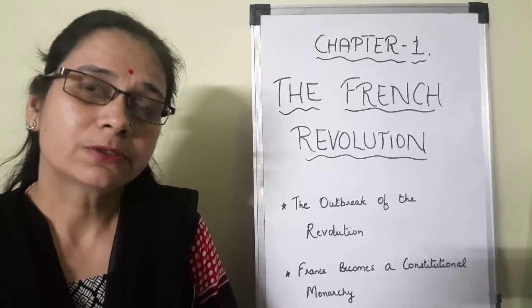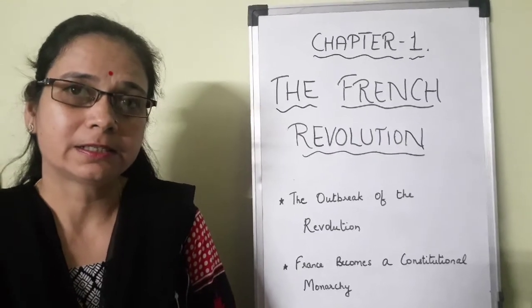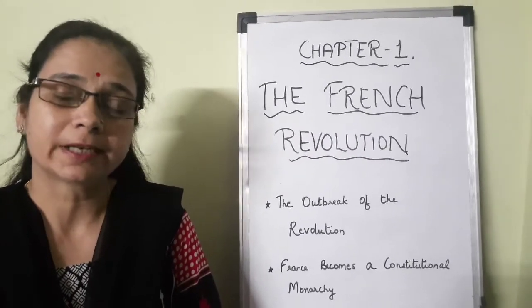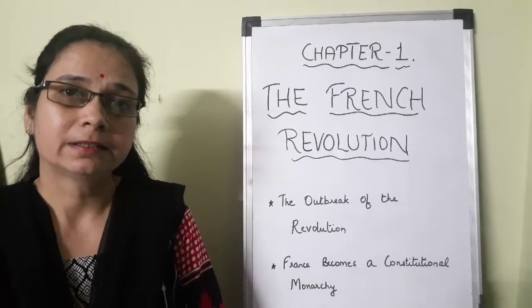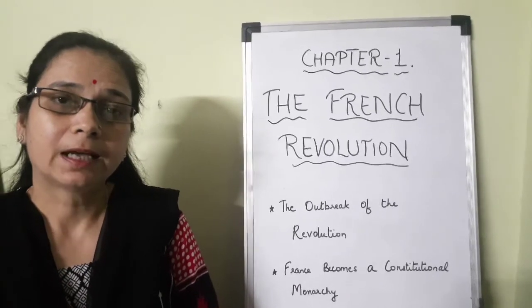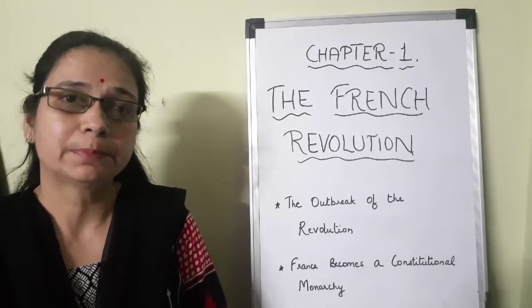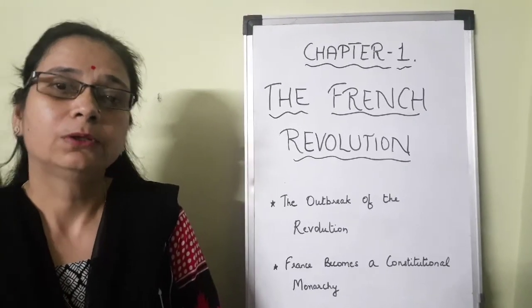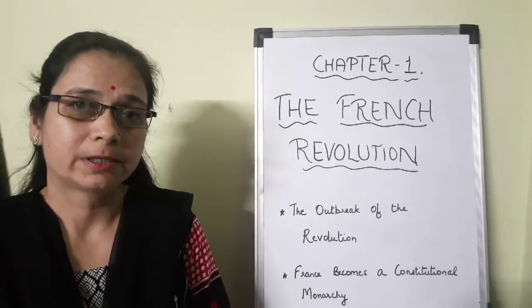And we also studied that the first and the second estate were exempted from taxation. But the third estate had to pay various taxes. For every harvest, they had to pay 10%. And on loans also, various interest was charged.